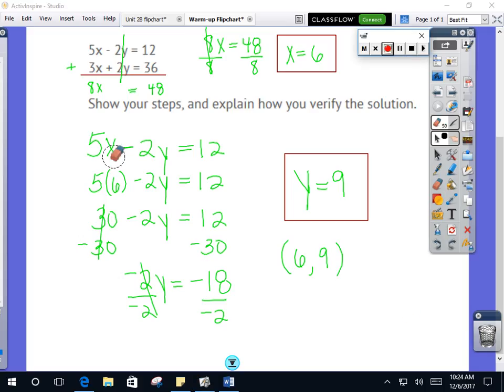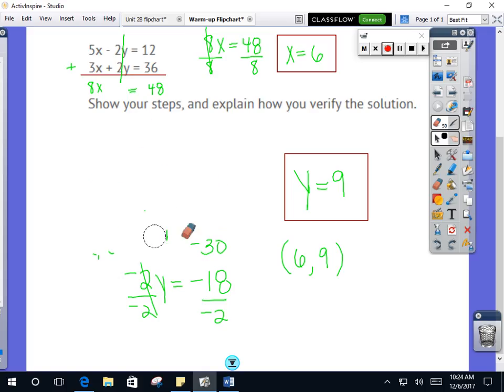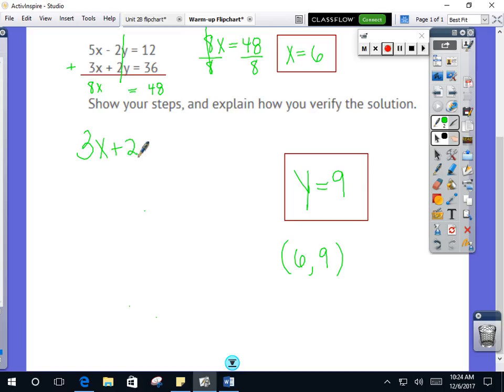Somebody has requested that I do the same thing, but with the bottom equation. Okay, well watch. I'm going to do it a little different. I'm going to rewrite that bottom equation. But instead of solving for one or the other, I'm going to plug the 6 in for the x and the 9 in for the y. So 3 times x, which we know is 6, plus 2 times y, which we now know is 9, equals 36. Everybody in here type in 3 times 6 plus 2 times 9 and tell me what it says. Type it in.